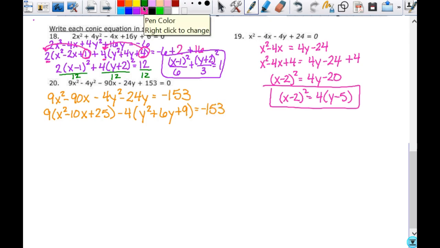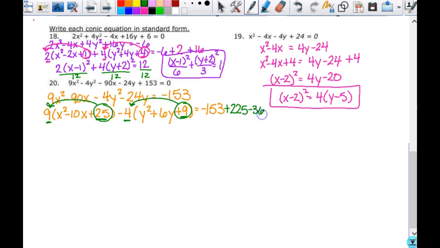All right, so now, got to complete this. I added this over here, but I have a multiplier. So 25 times 9, think about you have 9 quarters. You have 9 quarters, you have $2.25. So I add 225 over here. I added this 9, but I have this multiplier. 9 times a negative 4 is negative 36. So I'm actually subtracting 36 over here. So I have to subtract 36 over here.